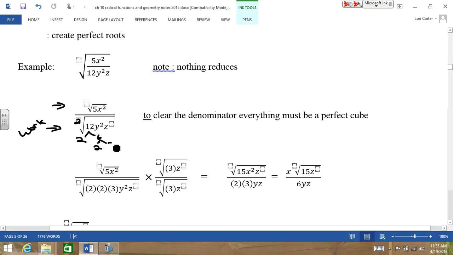2 and 3. So I have 2, 2, 3, y squared, z. Everybody good? Everybody understand this step? Okay, I need groups of what? 2. So everybody has to have a partner in this case because my index is 2. If it was 3, I'd have to have 3 of everybody. Okay? But it's a 2 this time.